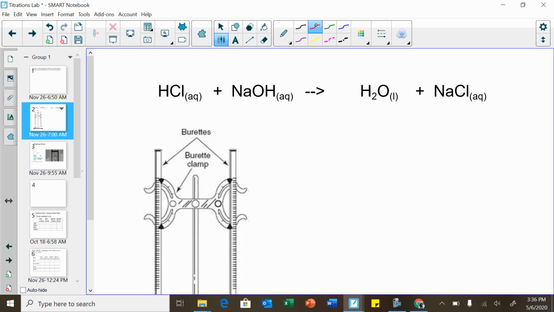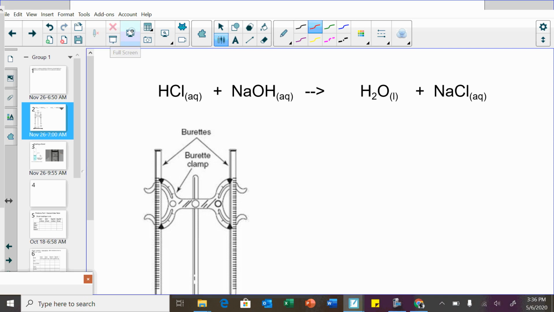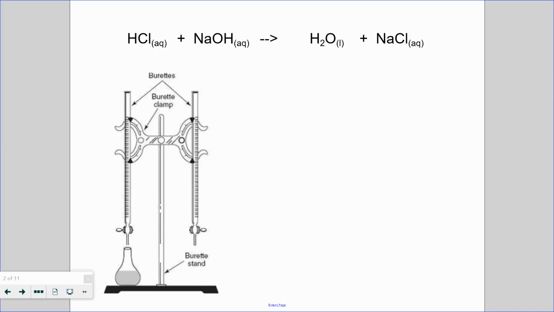So let's make you big again. Where'd you go? There you are. So this is the solution down here. This is where we're doing the titration down here. And so what we're doing is we're at this station here, adding an amount of solution.